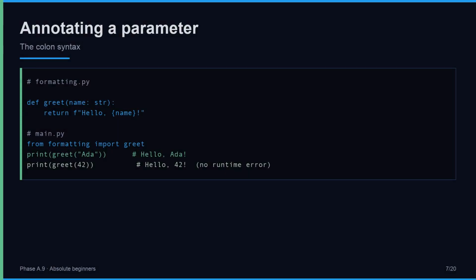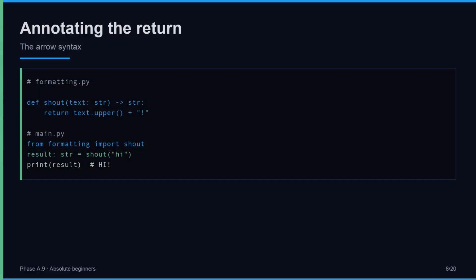Here is the simplest annotation. def greet, then inside the parentheses, name: str. The colon separates the parameter name from its type. str tells the reader that name should be a string. Run the code and call greet with Ada, you get hello Ada. Now call greet with 42. Python still runs it and prints hello 42. Hints are not enforcement. They are a label that the editor uses to warn you that you passed the wrong type.